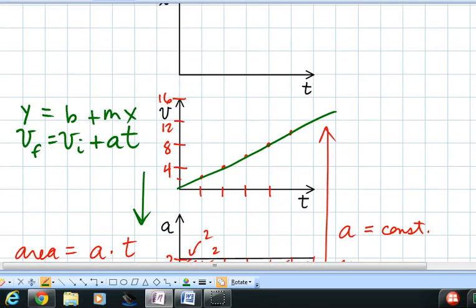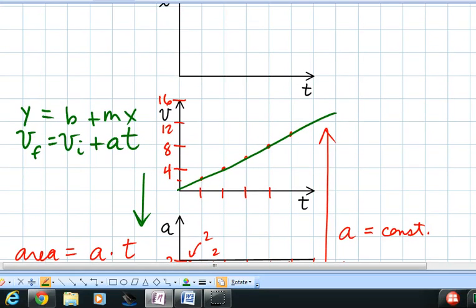Okay, so now let's take this one step further. Now that I have my velocity graph. Oh, and by the way, do you notice that in my graph here I have v initial is equal to 0? Okay.